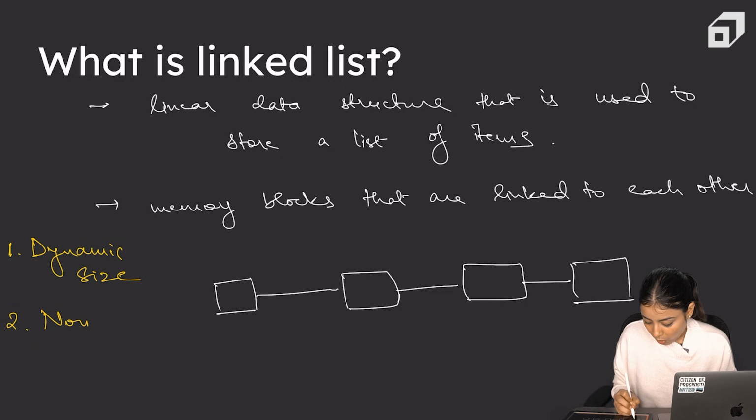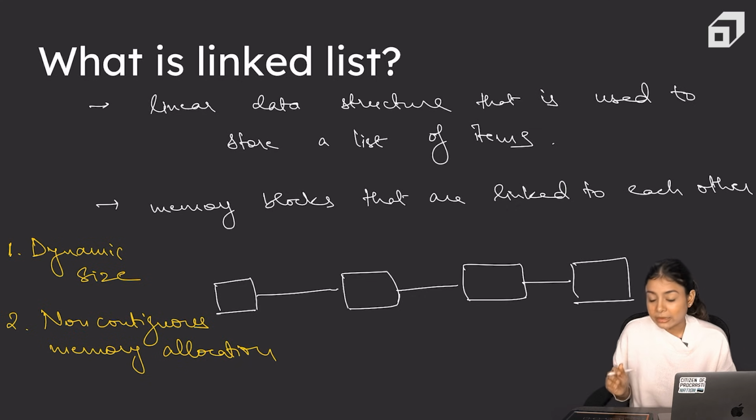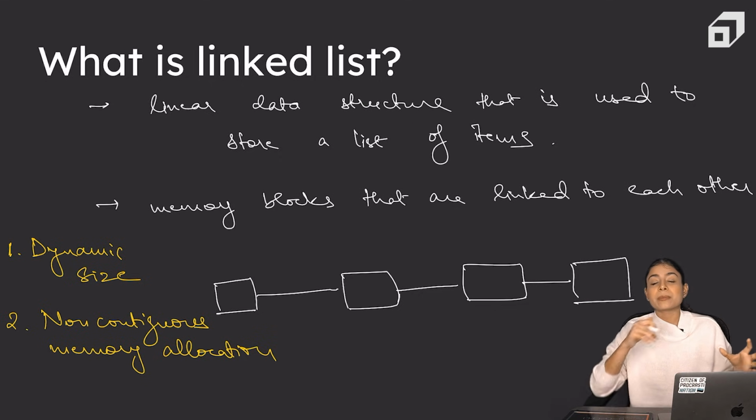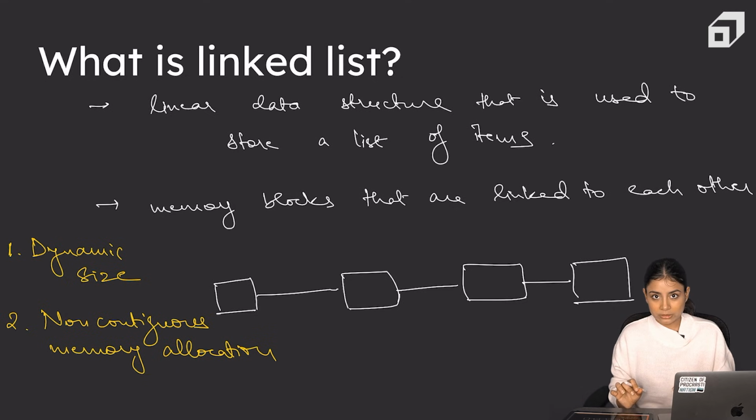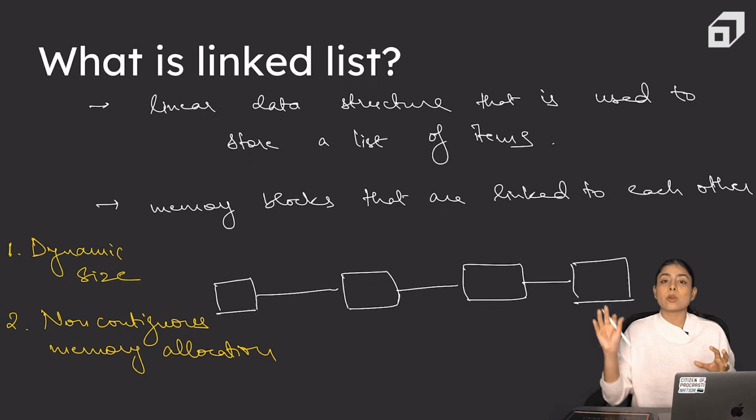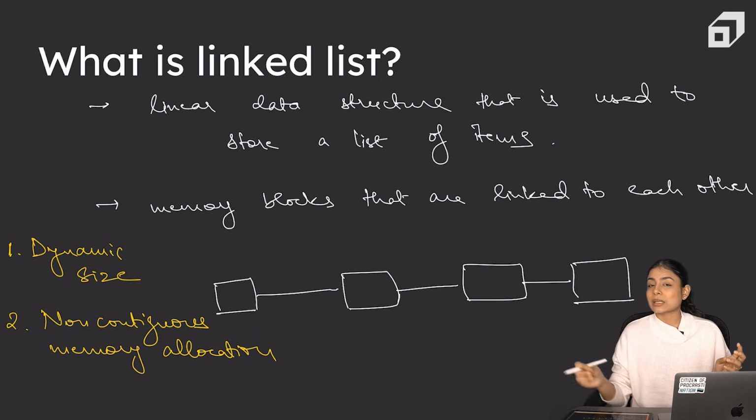Number 2, non-contiguous memory allocation. Like I said, these are memory blocks that are linked to each other. Now these memory blocks don't need to be present all together in a contiguous block of memory. They can be present at different addresses in my memory, and they can be linked to each other. How they are linked, I'll tell you, but for now just imagine that these are blocks of memory at different addresses that are linked to each other. So we don't need contiguous memory allocation here.